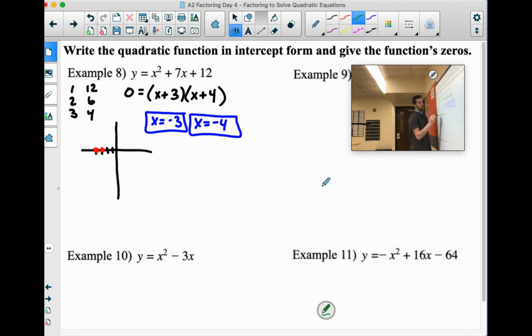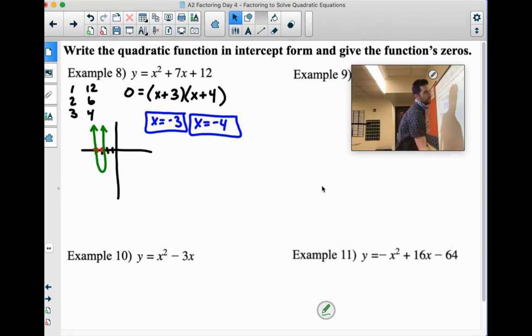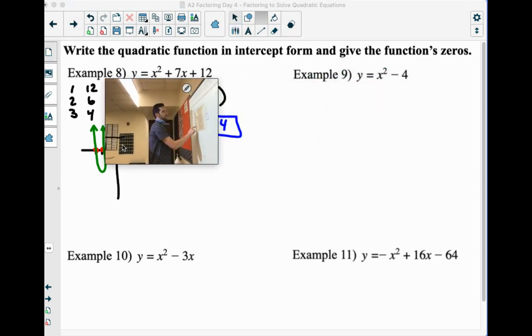So the parabola might look something like this. It's just a sketch for it. I don't know what it would actually look like. Let's try it again. Let's find some zeros.